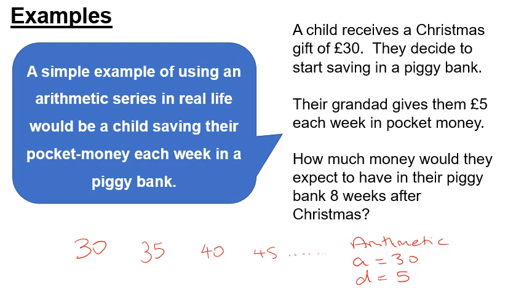So if you wanted to know how much they'd have after a certain number of weeks, you could use the nth term formula for an arithmetic sequence. After 8 weeks, it wouldn't take you long to work out how much would be there. But if that number was much higher, then it would make sense to use the arithmetic formula for the nth term.